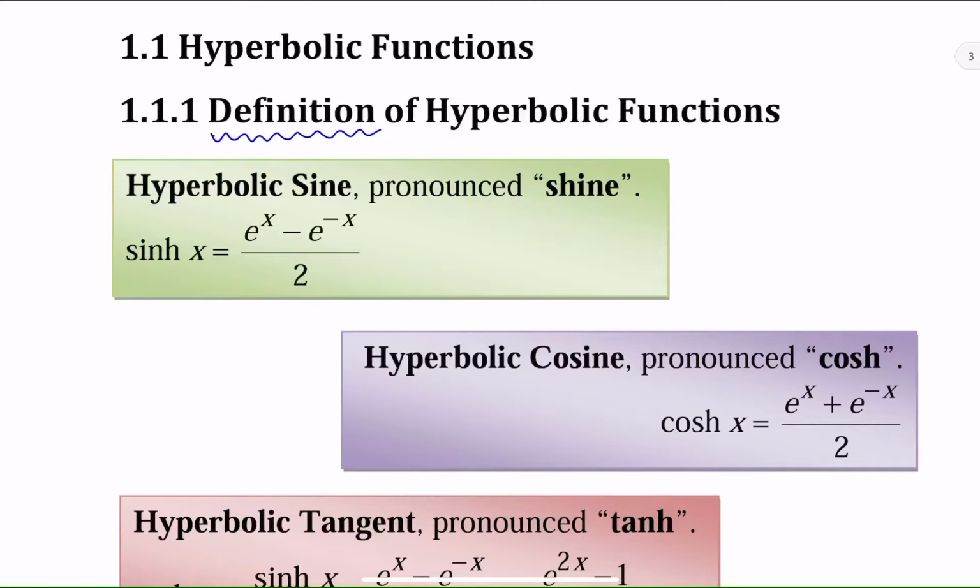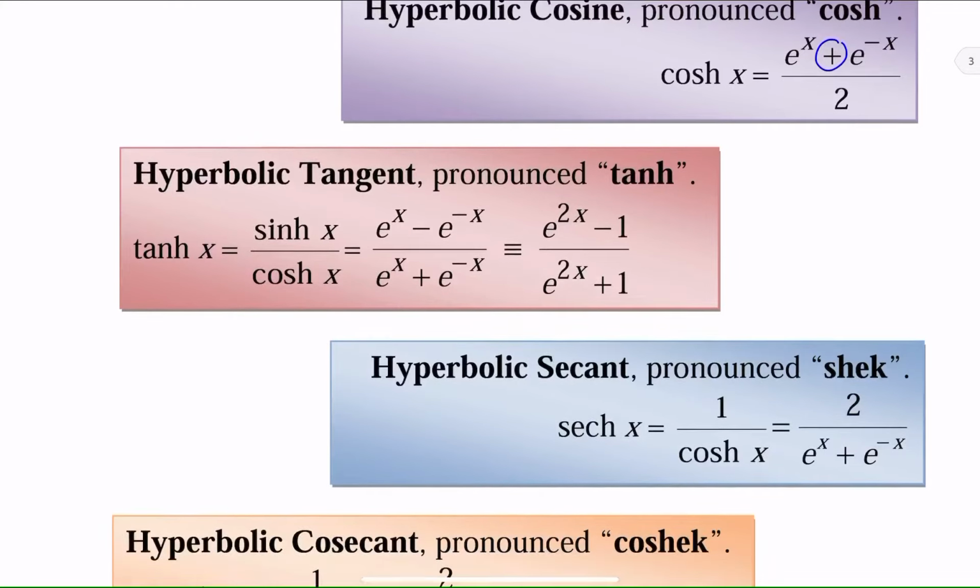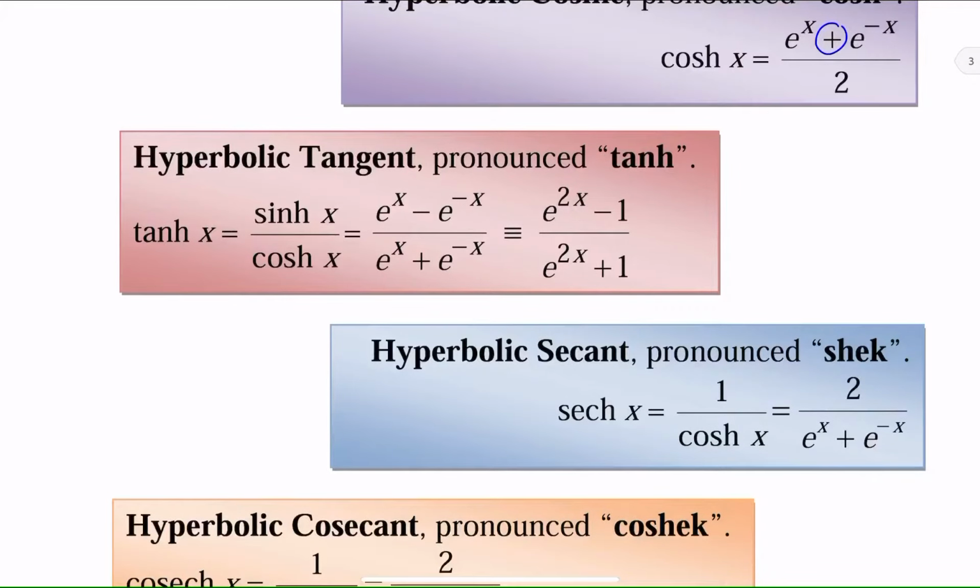Hyperbolic cosine is pronounced as cosh. So we have cosh x equals e^x plus e^(-x) over 2. This time it is plus. For sinh, we have the minus in the middle, but for cosh, we have the plus in the middle. Hyperbolic tangent is pronounced as tanh or tangent h.